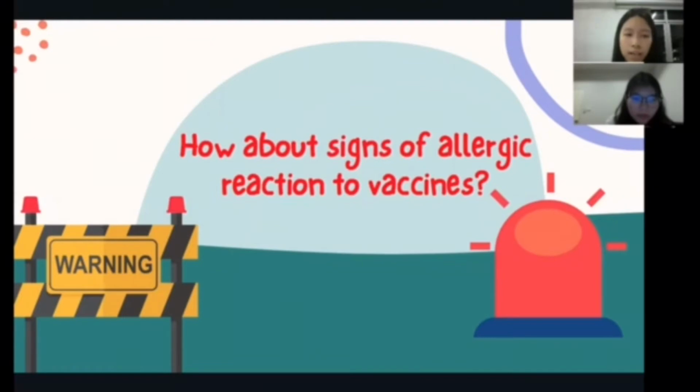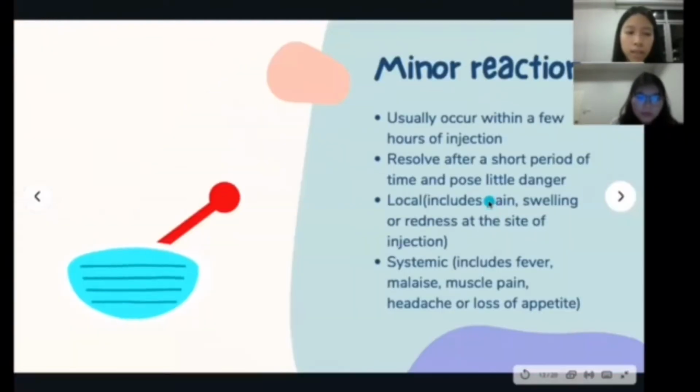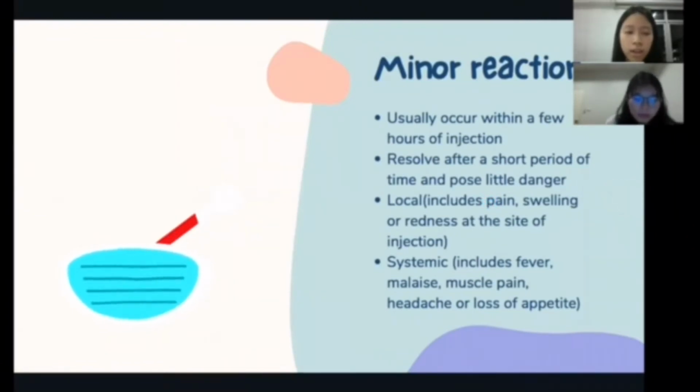Next, how about signs of allergic reactions to vaccines? Vaccine reactions can be classified into two groups: minor reactions and severe reactions. If you have a severe reaction, you must go to the hospital as soon as possible. Minor reactions are more common than severe reactions, usually occur within a few hours of injection, resolve after a short period of time and pose little danger.